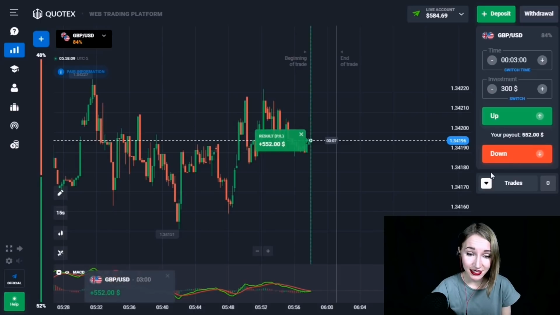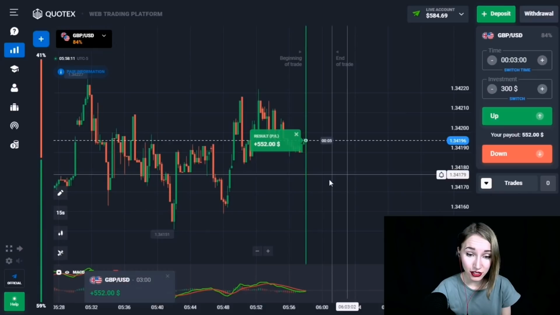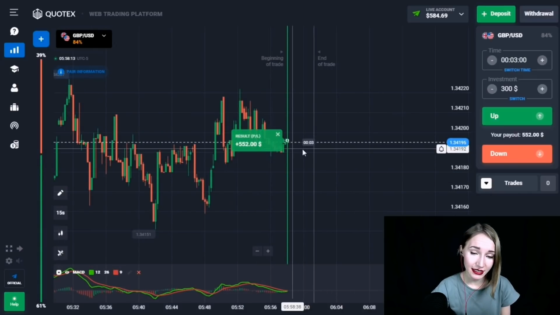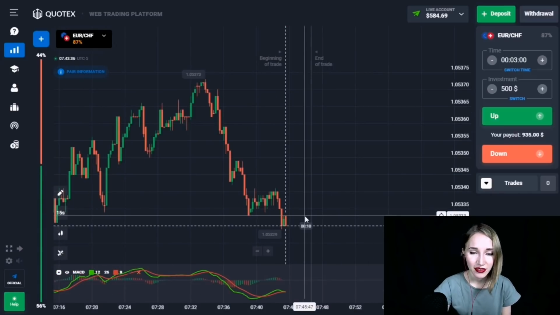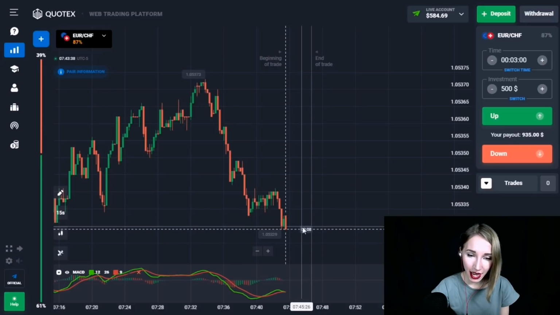It's excellent guys, the downward movement continued and this indicator showed us the reverse point. So let's continue and consider the next situation. Well guys, let's see what else can happen on the market.